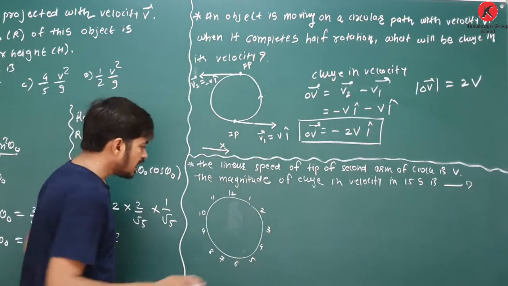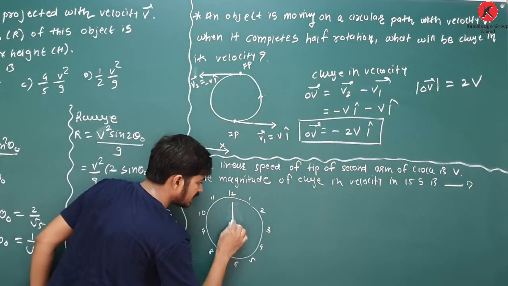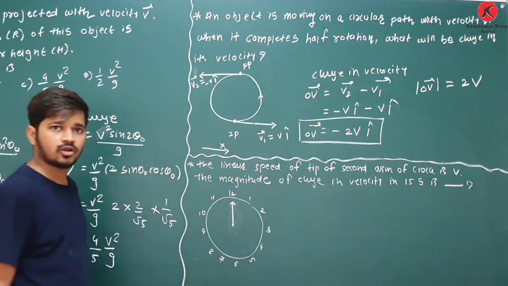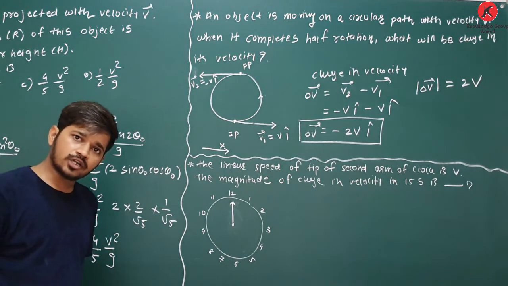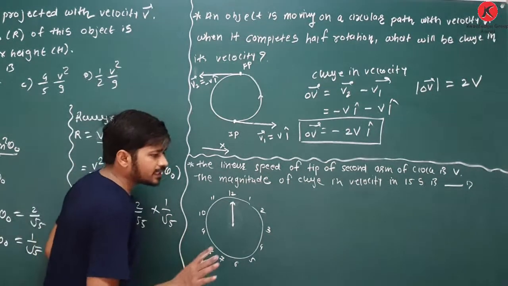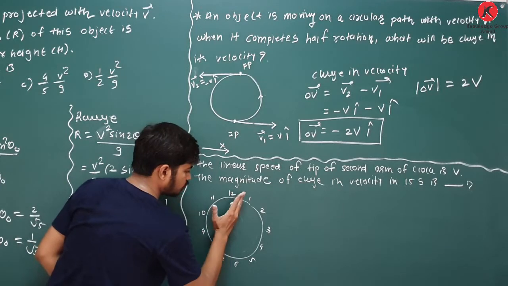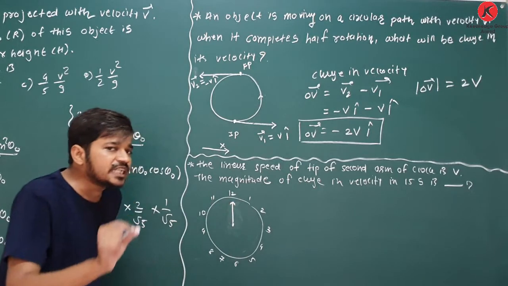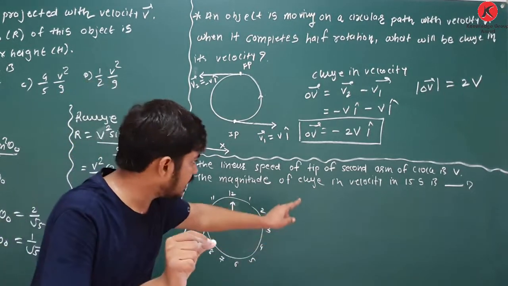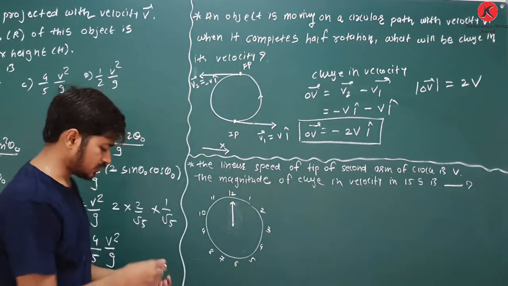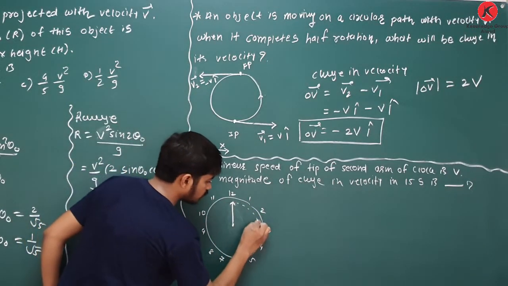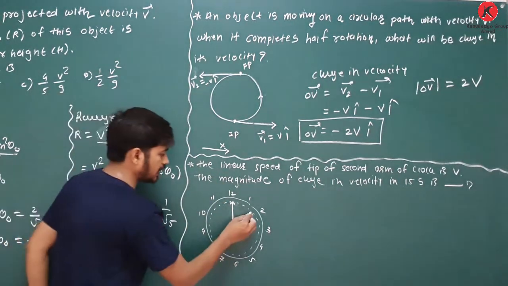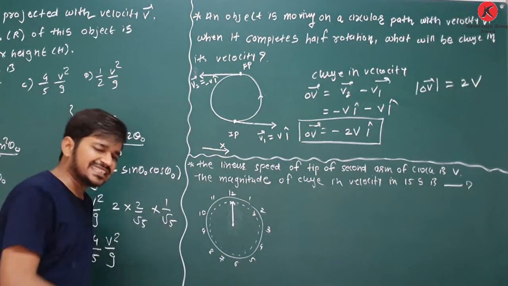The magnitude will be the same. Initially I am assuming the second arm is here, at 12 o'clock. Yes or no? You know that the second arm is moving in the clockwise direction. This means the tip of the second arm is performing uniform circular motion in this direction, in the clockwise direction. Yes or no? Yes, it is.